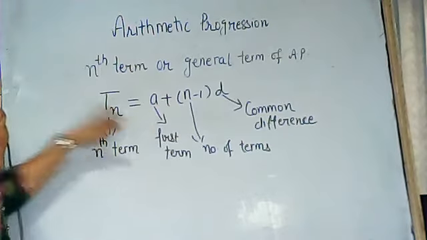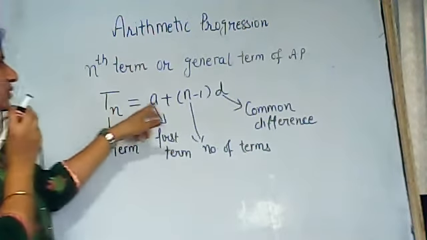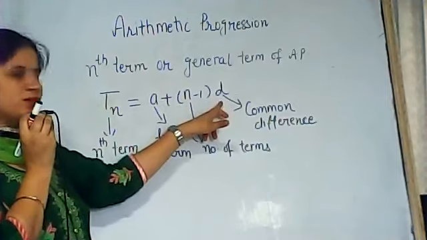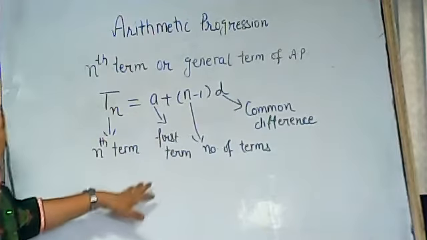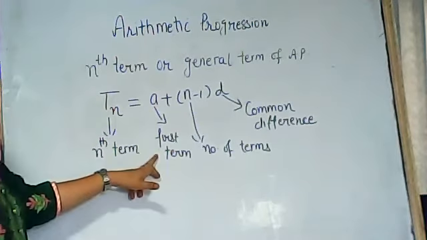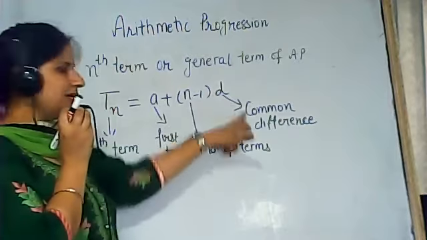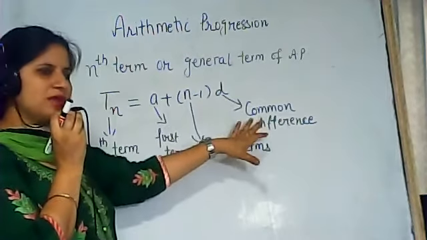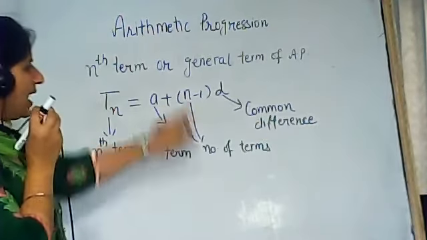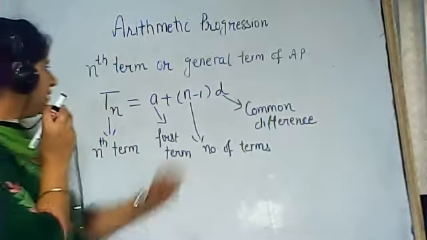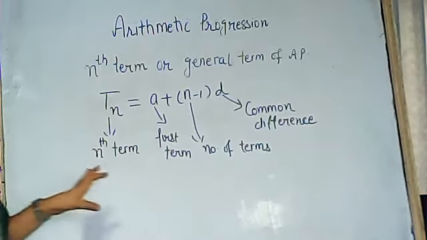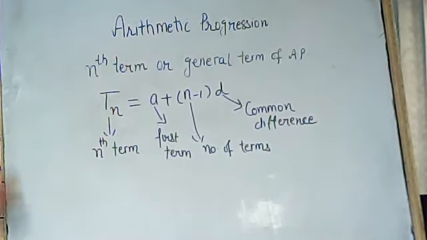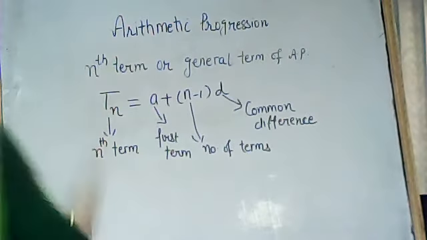And what is the formula? The formula is Tn equals A plus (n minus 1) into D. All the symbols are already clear. A means the first term of the sequence. D is the common difference that we shall evaluate for the particular sequence. N means the total number of terms. And Tn means the particular term. It may be the 6th term, 17th term, and so on. So this is the most important formula of arithmetic progression.